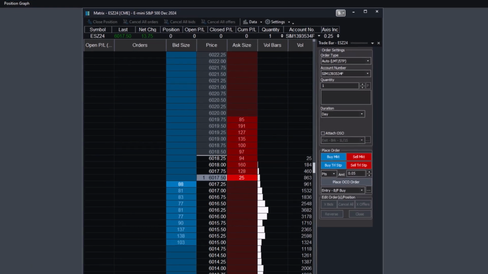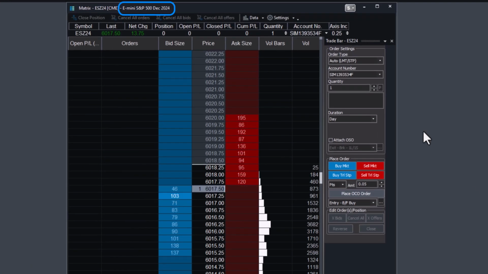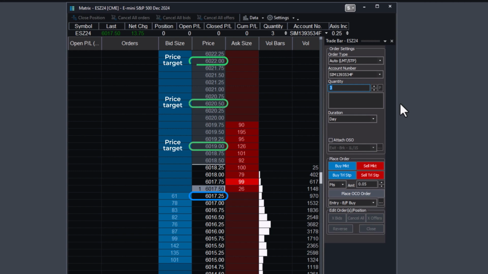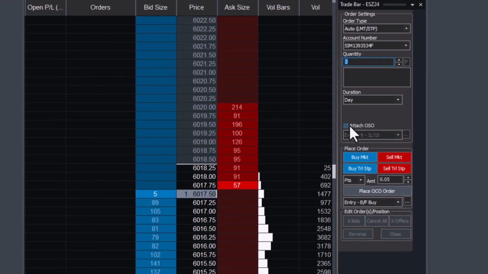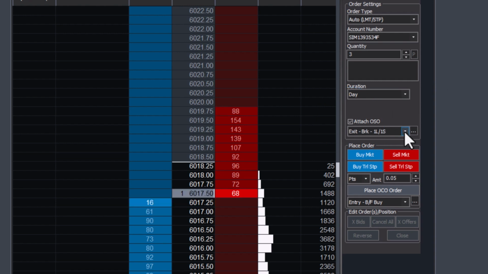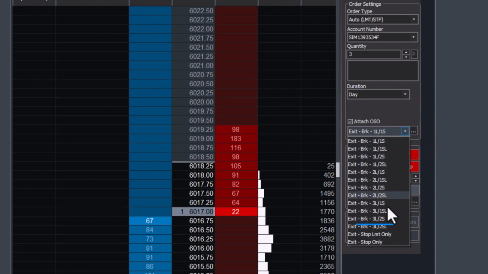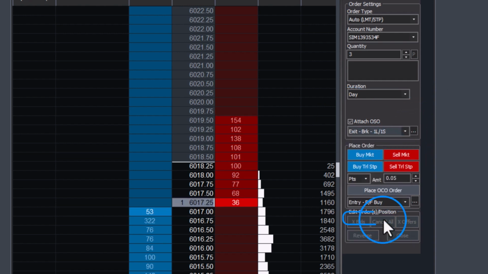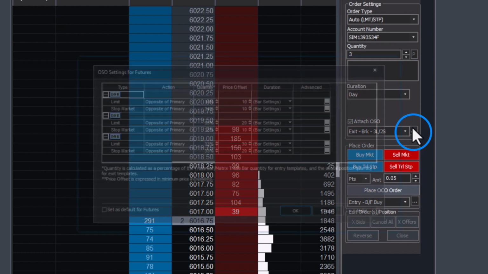For example, when trading S&P 500 E-mini futures with three contracts, you can quickly set this up. You might enter a trade at the current bid price and attach three price targets and two stop losses. Here's how it works. Select Attach OSO and choose the bracket with three limits and two stops. Click the ellipsis to see how the order will play out.